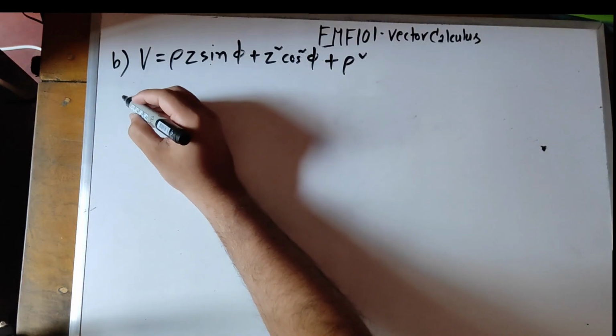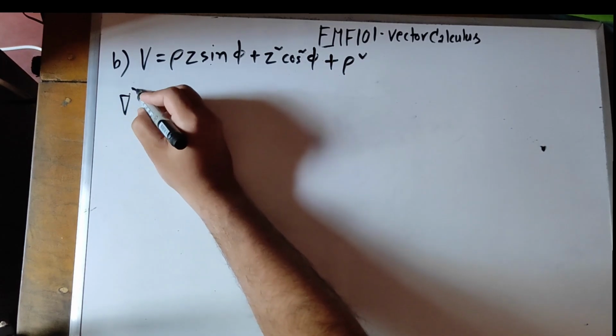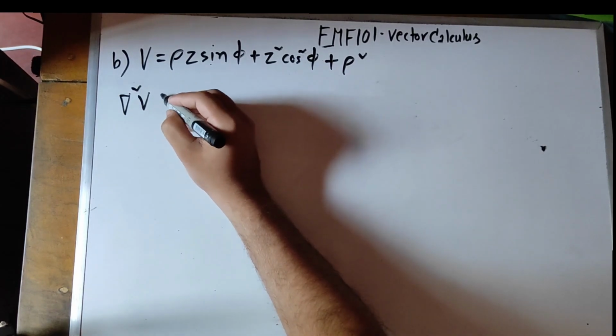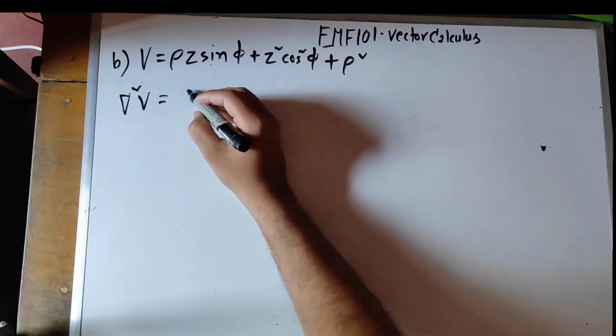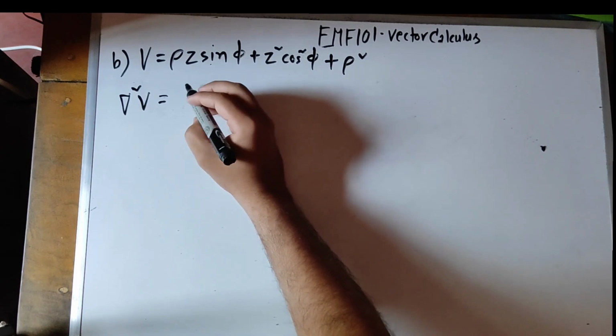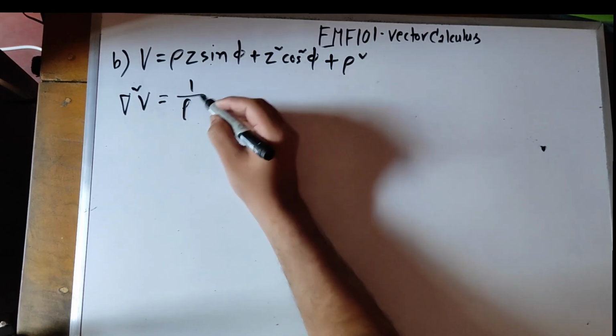So the Laplacian of this is the Laplacian operator acting on the scalar field v. In cylindrical coordinate system, the formula is 1 by rho.